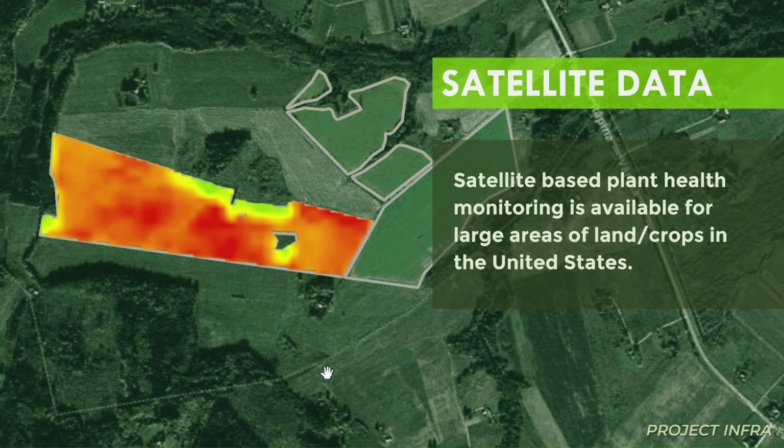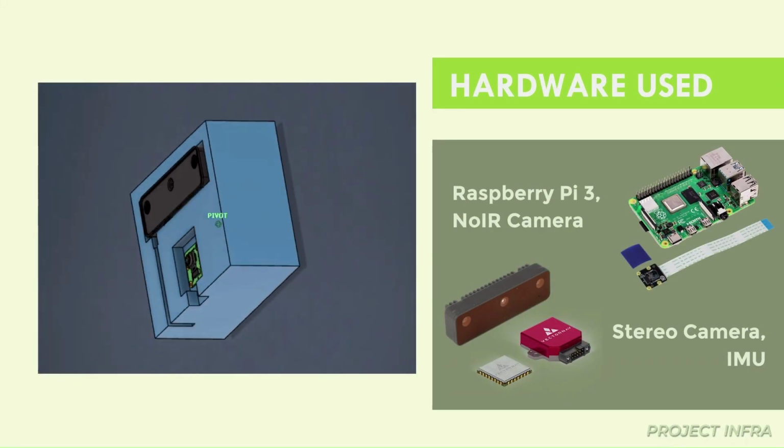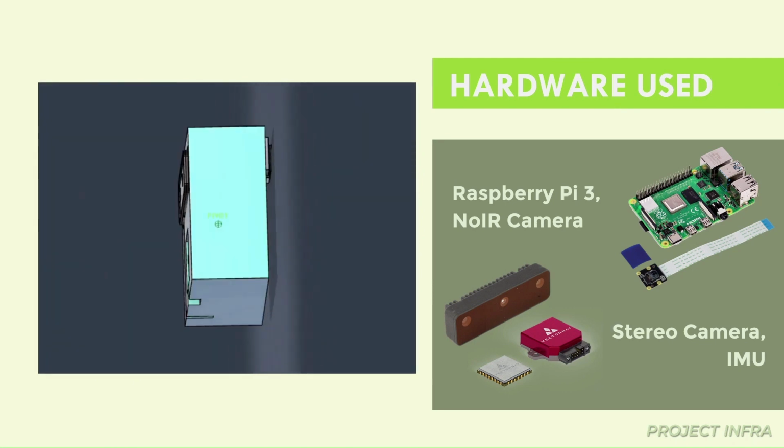To provide some background, in the United States, a similar plant health monitoring system uses satellites for larger areas of land, usually in acres. We propose a relatively small scale solution that can be mounted onto a robot navigating in scenarios similar to what we initially described.